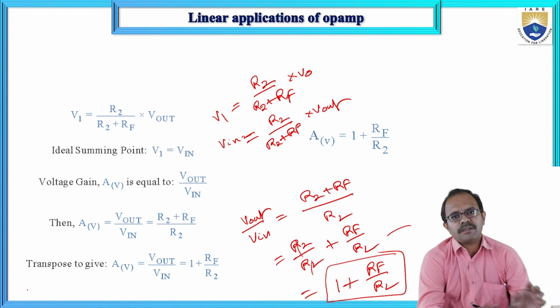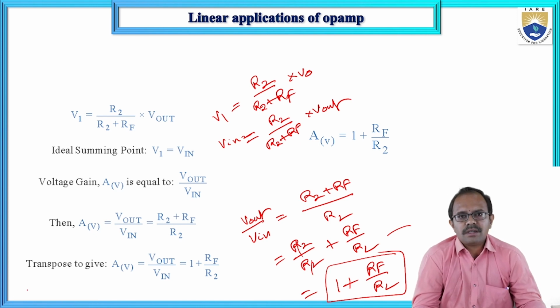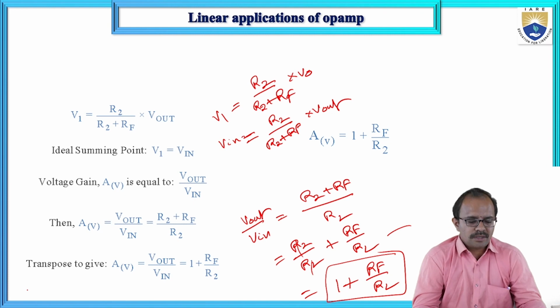So these are a few examples of linear applications of the IC741 operational amplifier. In the next class we will continue with the other applications.